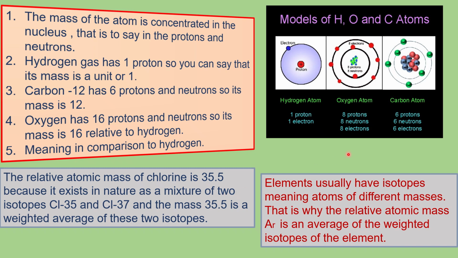35.5. If the mass is about the number of protons and neutrons, how do you have half? It's because chlorine exists in nature as a mixture of two isotopes, chlorine 35 and chlorine 37. And the mass, which is 35.5, is a weighted average of these two isotopes.